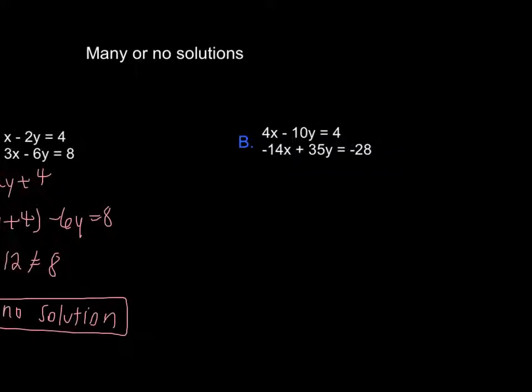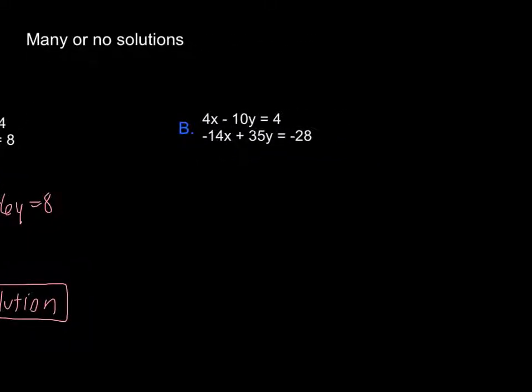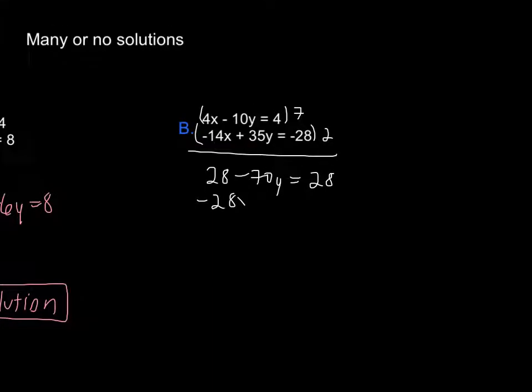For our next problem, we're going to solve this by eliminating. For this problem, we need to multiply both sides by, well, actually we're going to be multiplying them by different things because it's not as simple as the last problem. So we're going to multiply the top one by 7 and the second one by 2. So we'll have 28 and we'll be able to cancel it out. So 28x minus 70y equals 28, and then negative 28x, sorry about the x, plus 70y equals negative 56.